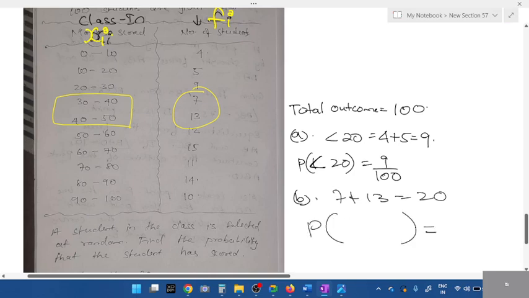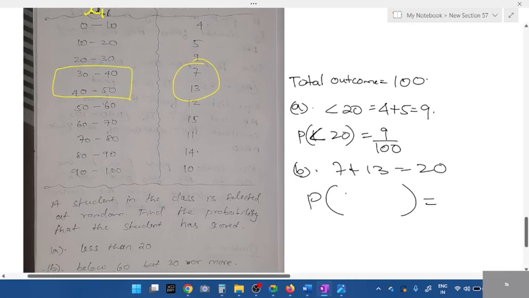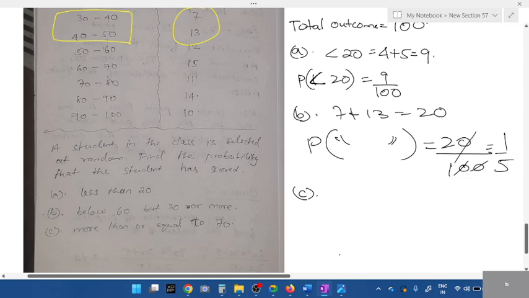How do you write the answer? Probability, copy that question, whatever they've asked. Look here. Below 60 but 30 or more. Write that here. It is equal to 20 divided by total outcome 100. The answer, 1 by what, Naomi? 1 by 5. Tell me the third one. You answer the third one. Read the third question.